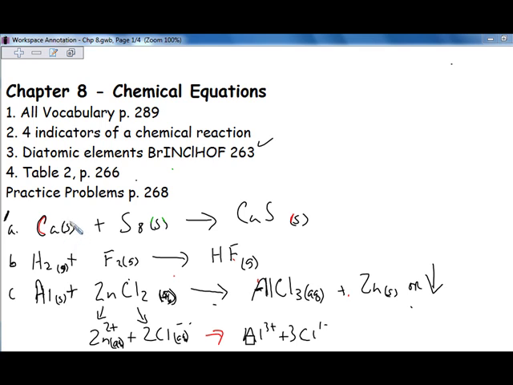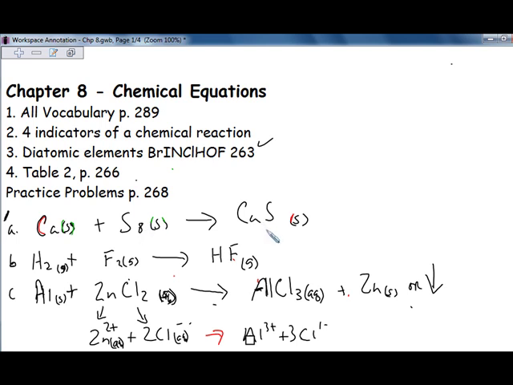All right, so we look at this first one right here. And this solid, we're not going to talk a whole lot about these conditions right now. But what this is telling you is that pure calcium is combining with pure sulfur. In this case, it's kind of strange: the sulfur's in this S8 form where it's 8 atoms together. And we produce calcium sulfide.